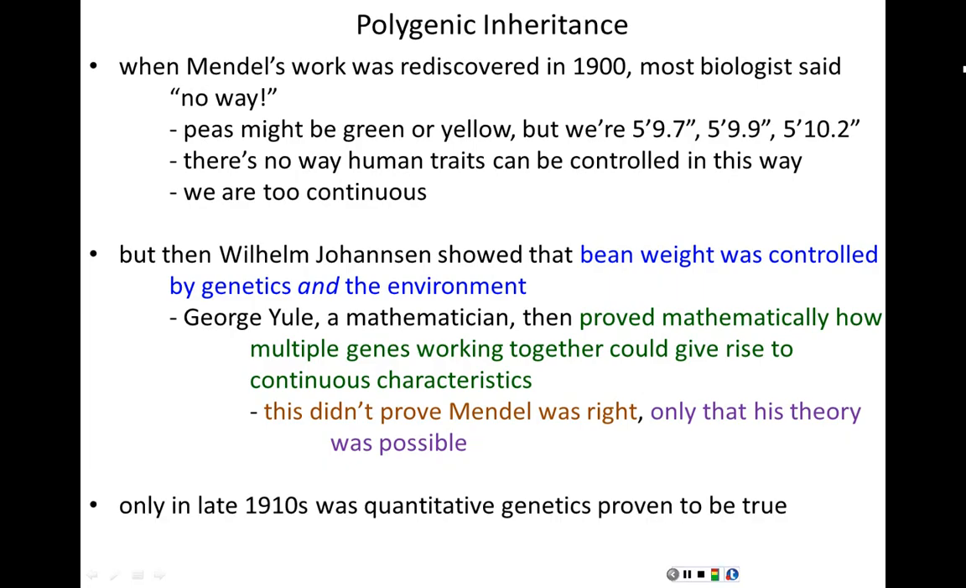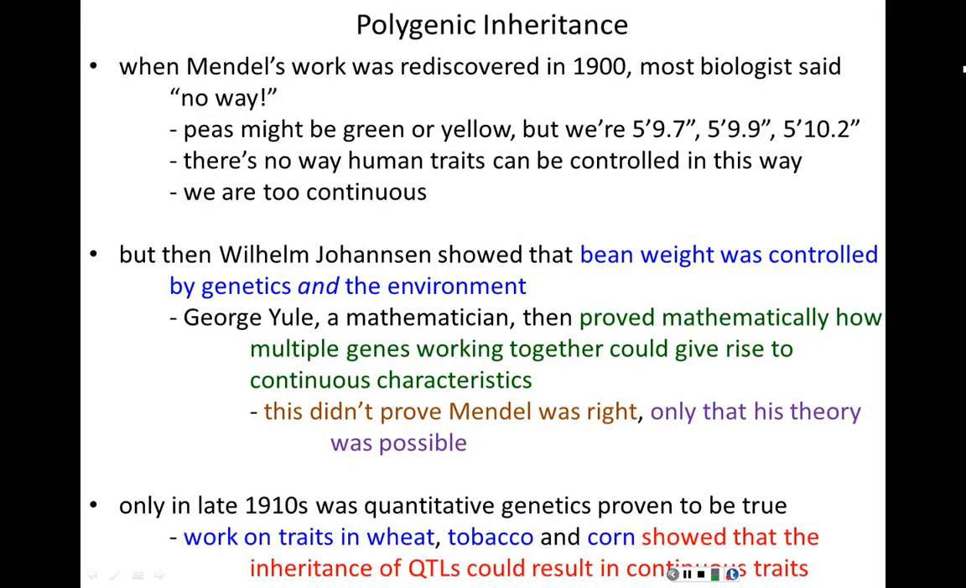About 10 or 15 years later, in the late 1910s, a quantitative genetic characteristic was demonstrated to be operating in a living organism. The work was on wheat, tobacco, and corn. Work on traits from these three plants showed that the inheritance of QTLs, of multiple genes, multiple DNA inputs, could result in continuous traits that varied on a wide spectrum. And here is that classic experiment. The trait being studied was the color of kernels in a wheat plant.